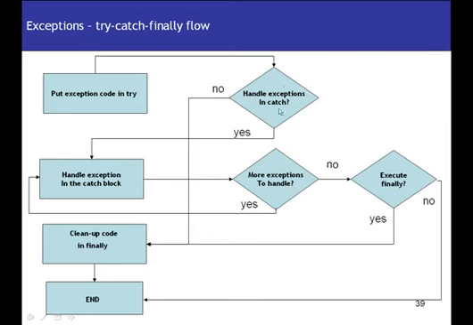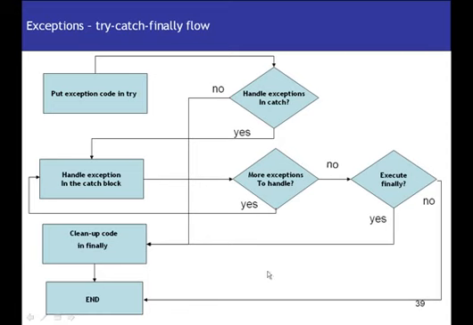So first you are going to check if you want to handle any exceptions. If yes, you are going to handle that exception in the catch block. Okay. Now you are going to see if you want to handle any more exceptions, which are nothing but super classes of the exception which you just handled, right? If yes, again handle that exception and again make that check. If you are done with handling all the exceptions, you are going to check if you want to execute the finally block, right? If yes, put the cleanup code in finally block and end your try catch.